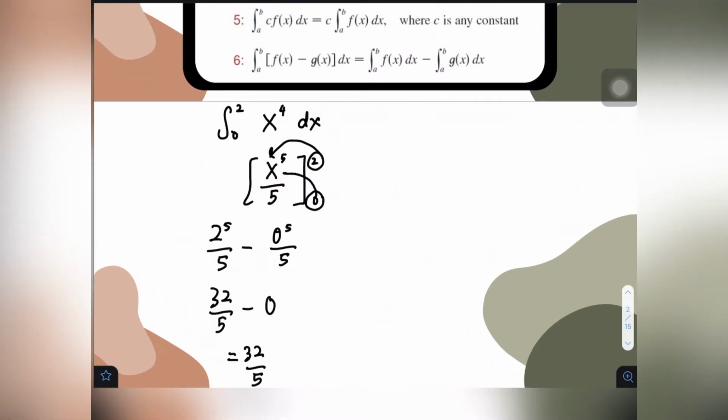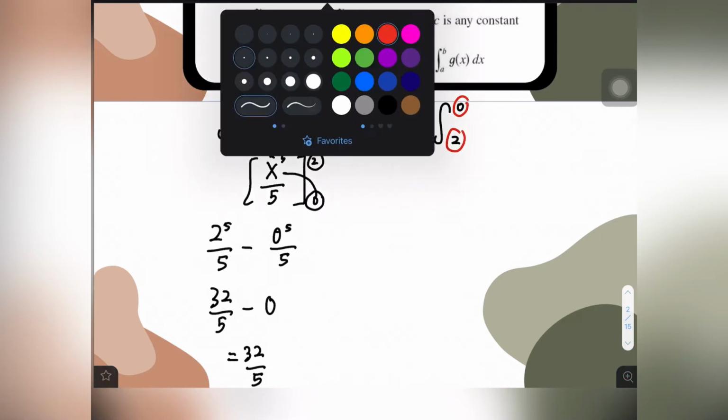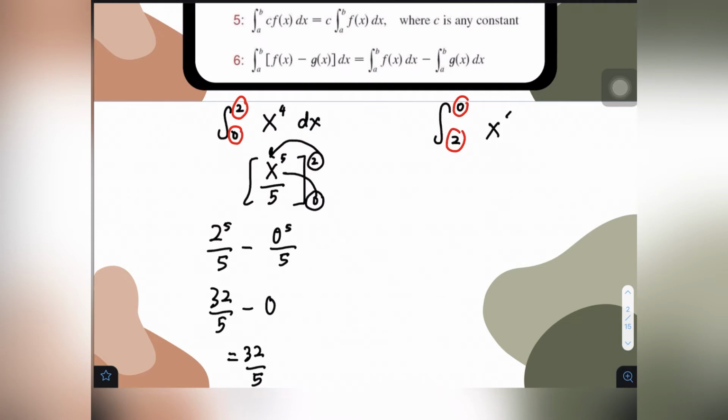Okay, but if you want to calculate from 2 to 0, you see the limit is upside down. Lower limit now becomes upper limit. The upper limit now becomes the lower limit of the same function x^4 dx. So you integrate as usual, you will get x^5 over 5. Okay, and the limit is 0 to 2.